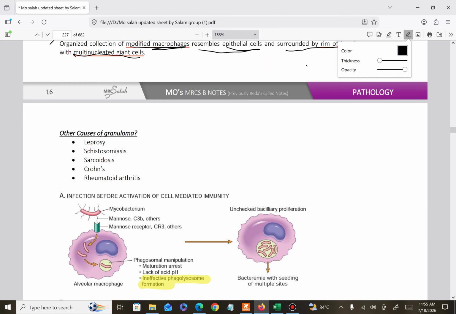Other causes of granuloma we have already looked at in this question. It can be leprosy, schistosomiasis, sarcoidosis, Crohn's disease, rheumatoid arthritis, or fungal infection.